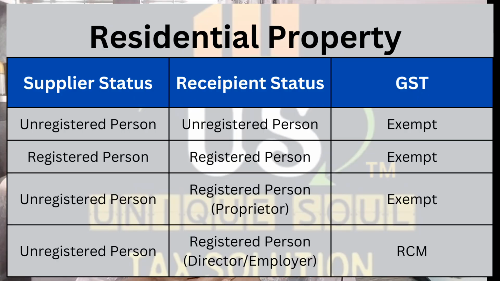In the fourth scenario, the unregistered person is letting his property to a registered person, and that registered person himself is not staying in that property. He is letting the property to the director of the company or an employee of the company to stay in that rented property. In those scenarios, the registered person, that is the tenant, has to pay 18% of GST on the rent he pays. Next, let's see about commercial property.